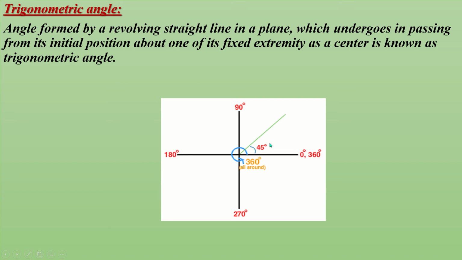clockwise, that will be a negative angle. As a result, that will be the first quadrant, that will be the second quadrant, that will be the third quadrant, and that will be the fourth quadrant. Clear? This is first, this is second, this is third, and this is fourth. You have to remember.